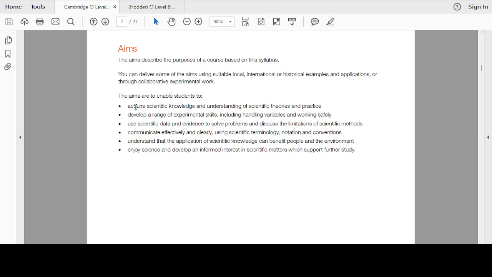acquire scientific knowledge and understanding of scientific theories, develop a range of experimental skills, use scientific data and evidence to solve problems, communicate effectively and clearly using scientific terminology, notations, and conventions, understand that the application of scientific knowledge can benefit people and the environment, enjoy science, and develop an informed interest in scientific matters. That is important. The enjoyment part, I believe, is the most important.